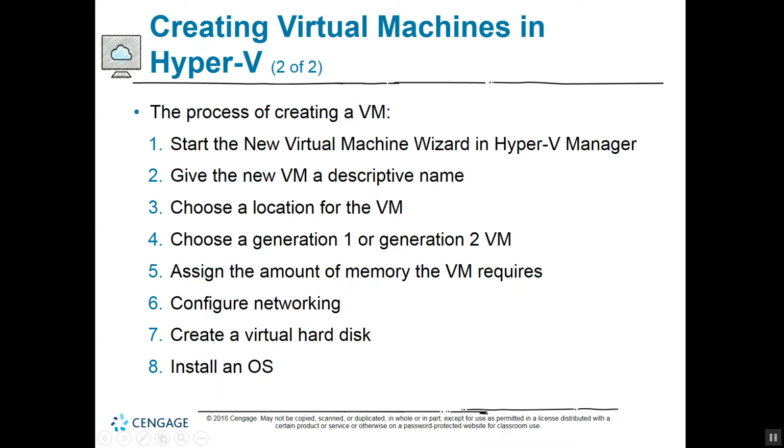Now, if you're going to create a VM, you start by clicking New Virtual Machine Wizard in Hyper-V Manager. You give the new VM a descriptive name so you know the operating system, and if it's a server, what roles it may play. Choose a location for the VM. Choose whether it's going to be a Gen 1 or Gen 2 VM. Assign the amount of memory it requires. Configure networking. Create a virtual hard disk. Install an OS. Now, that is optional. You can install it after the fact if need be, but try to always do it in one shot. All right.